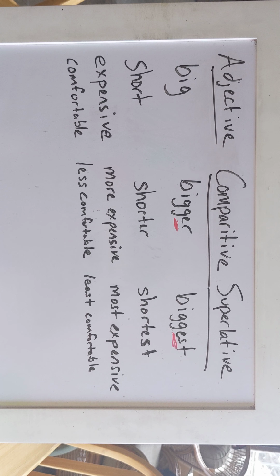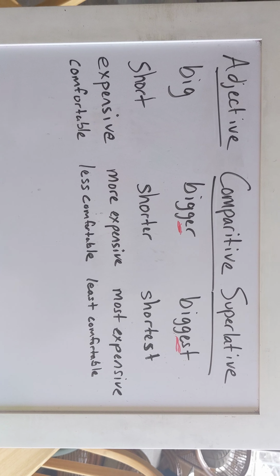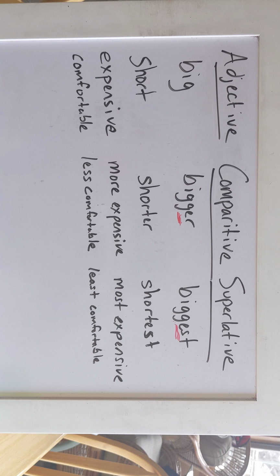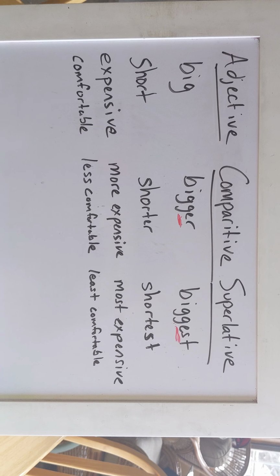This is true in adjectives that have one syllable, like big and short. Big, bigger, biggest. Short, shorter, shortest. But adjectives with more than one syllable, especially adjectives with 3 or more syllables like expensive, meaning it costs a lot of money, these adjectives do not use ER or EST when we compare. They use more for comparative and most for the superlative.